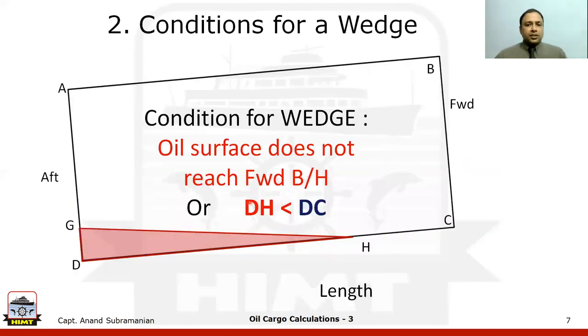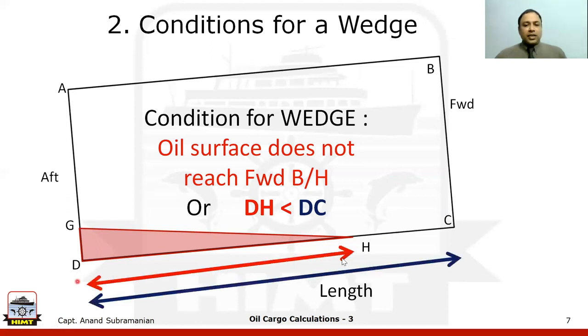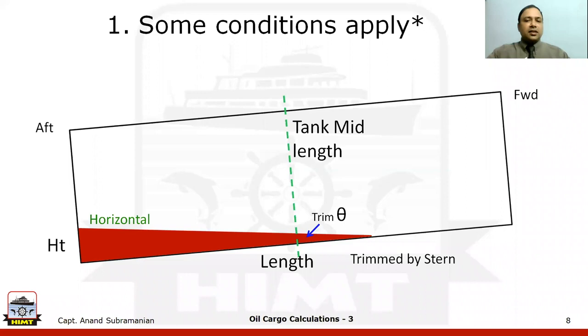Now, the condition for forming a wedge is that the oil surface does not reach the forward bulkhead. So the extent of the oil surface is dH, and this dH is less than dC, which is the length of the tank. So here we're talking about dH. If it is less than dC, then we say that it is a wedge. In the previous slides, we have seen the requirements for a wedge, in which conditions a wedge is formed.